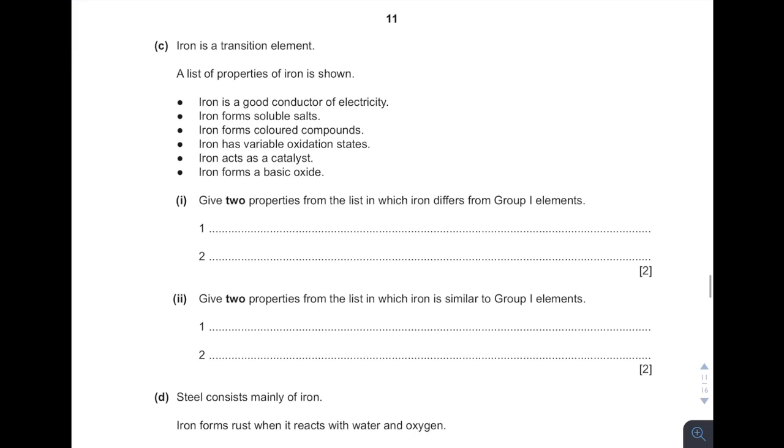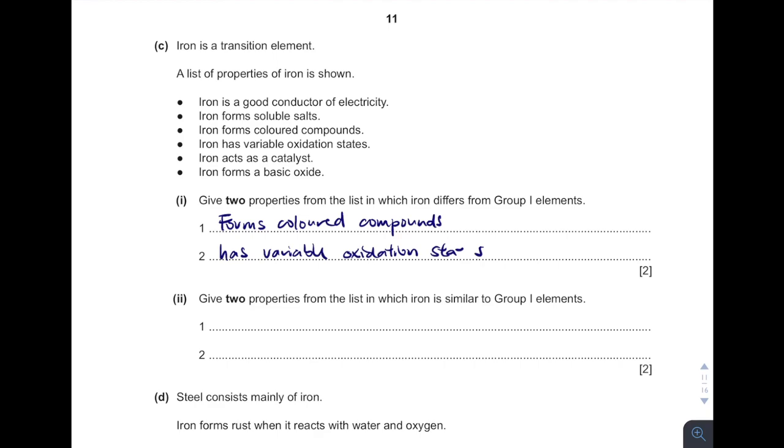Okay, next one. Give 2 properties from the list in which iron differs from group 1. What are the differences? Iron is an example of a transition element. So the first difference will be that it forms colored compounds. Only transition metals can form colored compounds. What else? That it has variable oxidation states. Or you can also write acts as a catalyst. Any of these two.